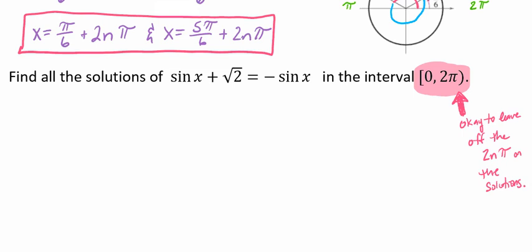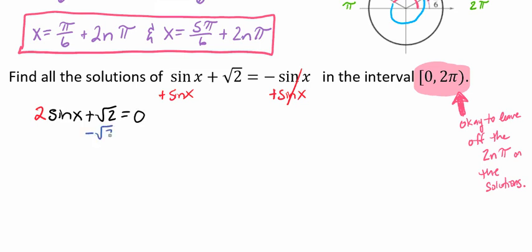So we're going to begin by adding the sine of x to both sides. So we're going to get rid of this sine of x. We're going to move it over here with this other one so that we get a 0. So now we have a sine x plus a sine x is a 2 sine x, because we have 2 of them now, plus the square root of 2 equals 0.